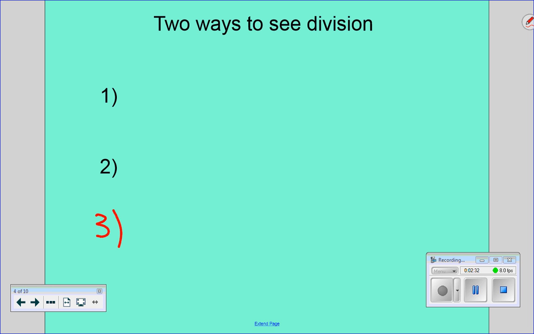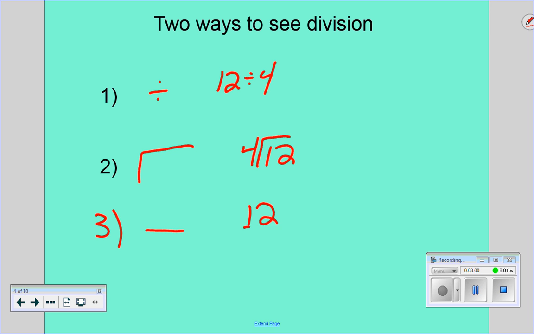Haley? Okay. You see it like that. That look familiar? Yeah. So example would be like this, 12 divided by 4. What's another way, Brooklyn? That look familiar? Okay. So it would look like this. What's another way? Anybody know another way? Alex? Kind of a fraction bar. It looks like a line. Looks just like that. Okay. 12 divided by 4. That's an example.